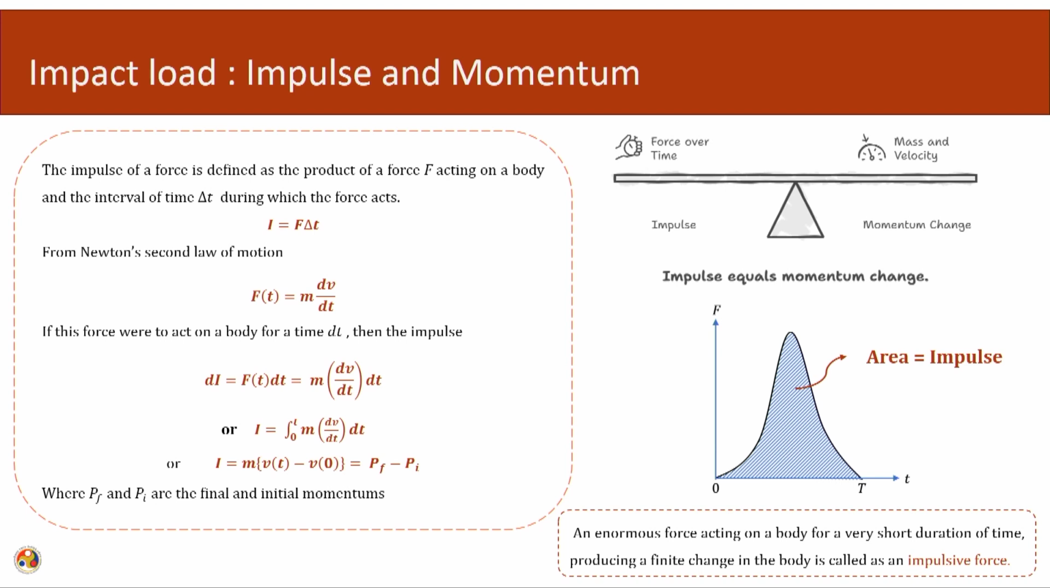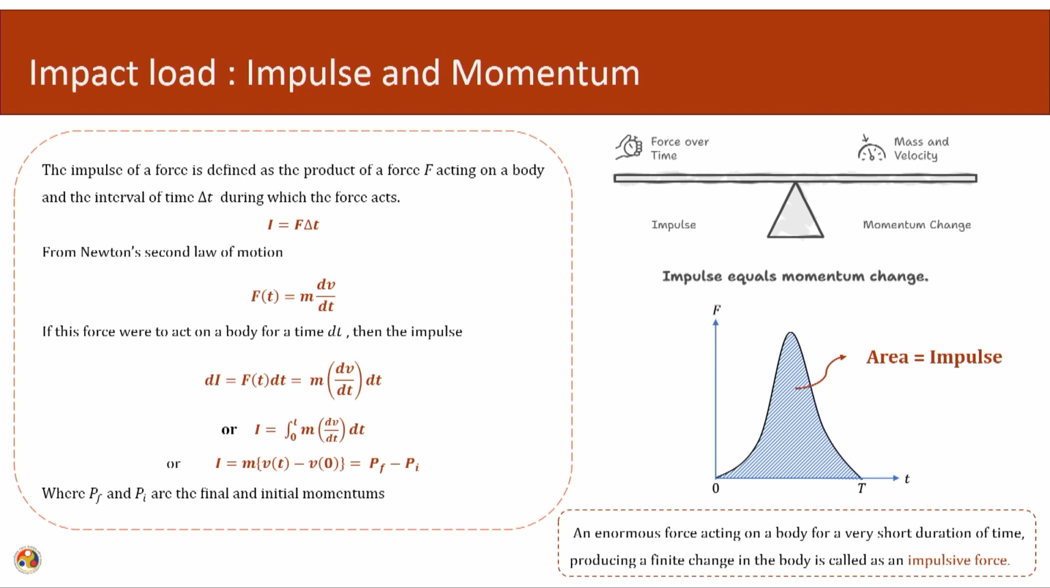What happens during an impact event is that an enormous force acts on the body for a very short duration of time. The impact duration is normally in the range of milliseconds. In these milliseconds, a huge amount of force is applied on the body. The entire integral, the area of this very large force acting over a very short time, is called impulse. A very large deformation acts on the body, and we say that the body has been acted upon by an impulsive force.